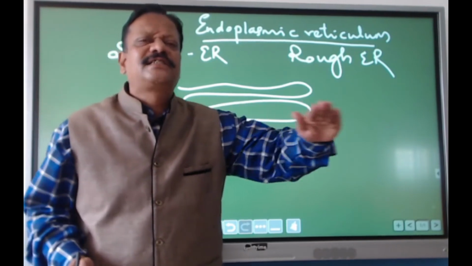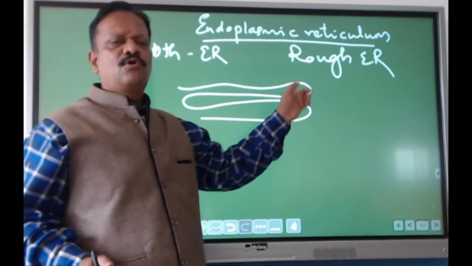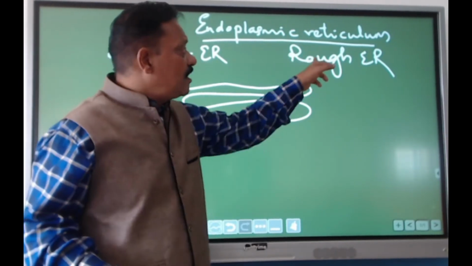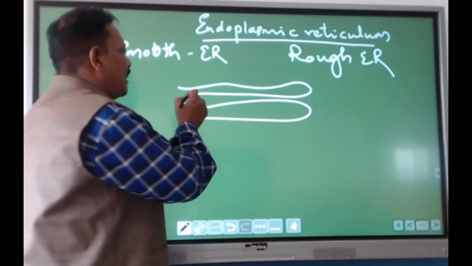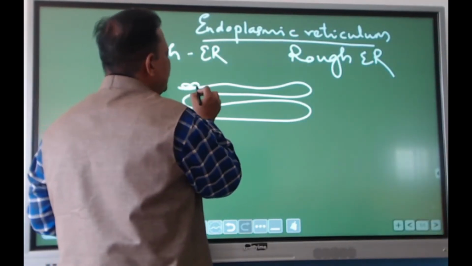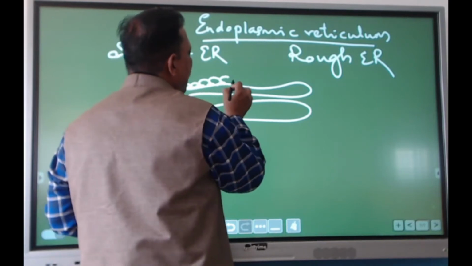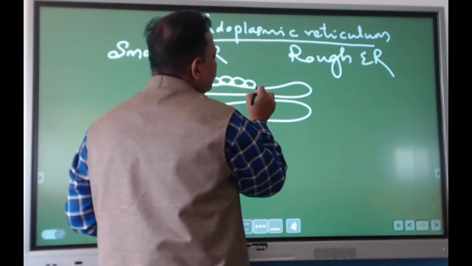Nothing will be there, it will be very smooth. So you are calling it as smooth endoplasmic reticulum. In a rough endoplasmic reticulum, it contains many rounded bodies above the surface of the tube.